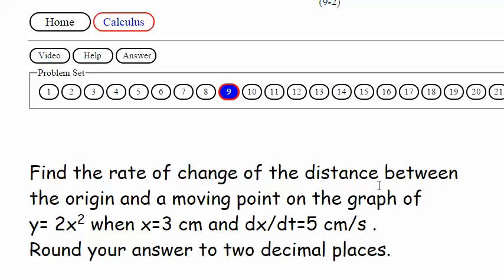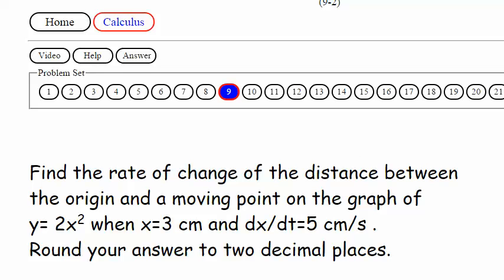Find the rate of change of the distance between the origin and a moving point on the graph of... Okay, so this is just similar to 9-1. So let me sketch down some numbers here. If you worked 9-1, you probably shouldn't have any problems getting this. dx over dt is equal to 5, and we're trying to find the rate of change of the distance.